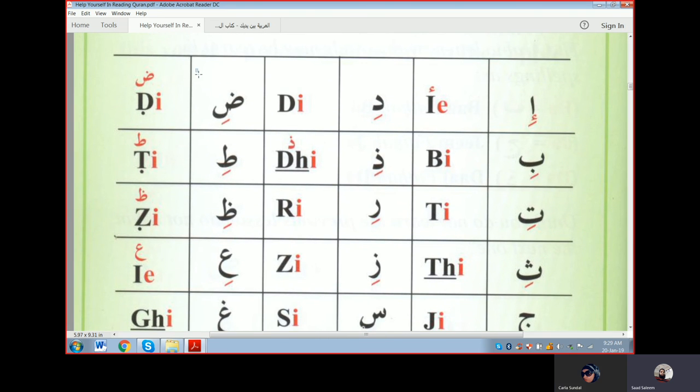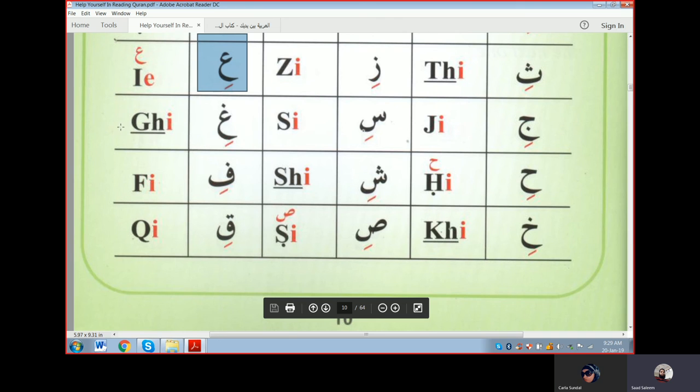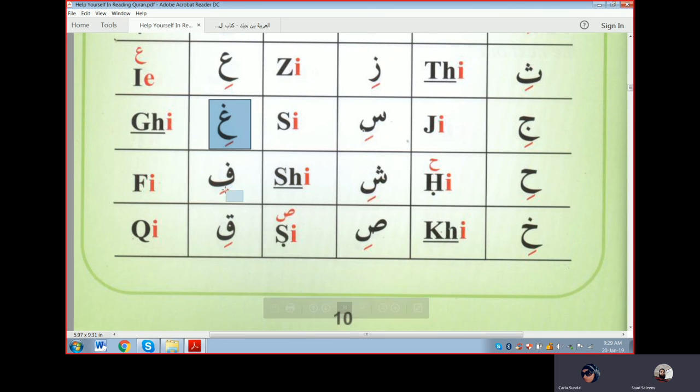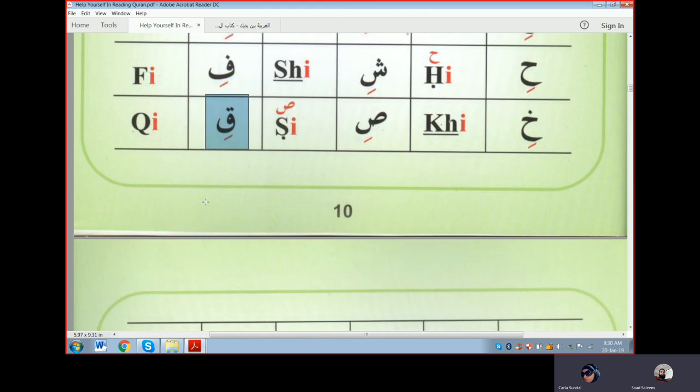Then we have Dad, kasra, di. Ta, kasra, ti. Za, kasra, zi. Ain, kasra, i. Ghain, kasra, ghi. Fa, kasra, fi. Qaf, kasra, qi. Good.